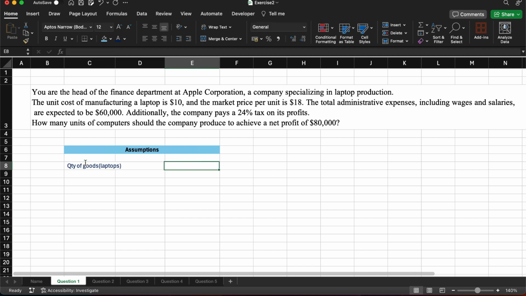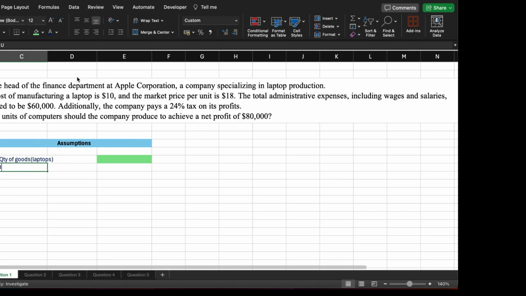From the question, we have a certain set of assumptions, which include the quantity of goods to produce. The question says we should find the quantity of goods that will enable us to achieve a net profit of $80,000. So we state all the assumptions. The quantity of goods to produce, we do not know, so we leave the place blank.